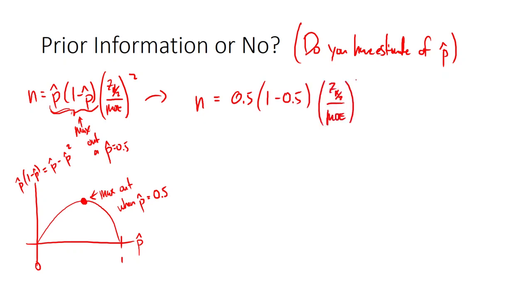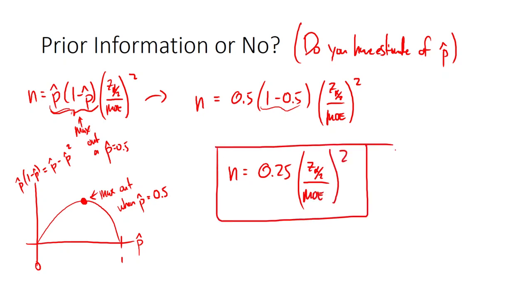to the formula. And then, what's 1 minus 50%? It's just 50%. And then 0.5 times 0.5 is just 0.25. So you can use this formula if you don't have any prior estimates. So there's basically two formulas.